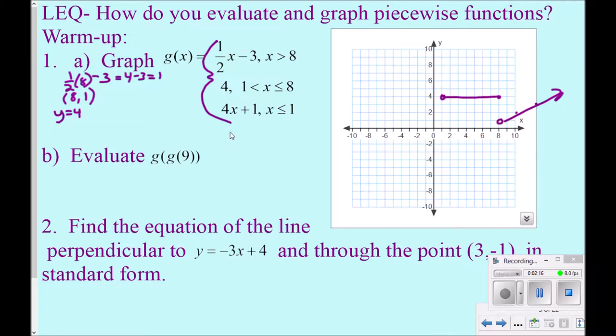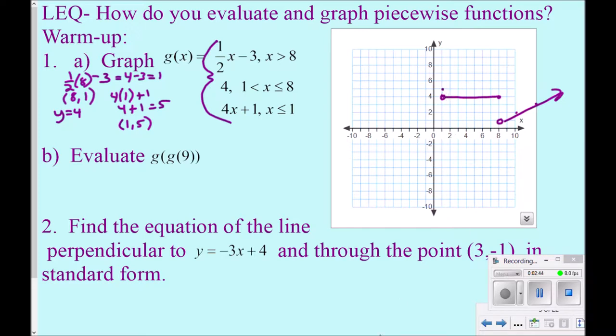And lastly, y equals 4x plus 1. So I'm going to substitute 1 in for x. So that gives me 4 plus 1, which is 5. So my coordinate point is 1, 5. At 1, 5, I'm going to put a closed point because of the equal sign. 1, 5 is right there, closed point.